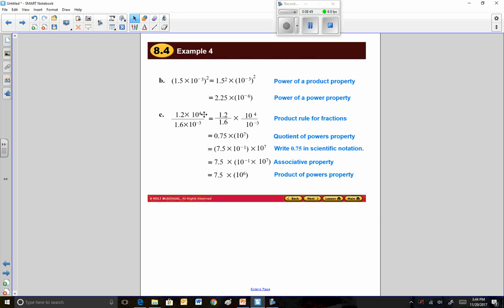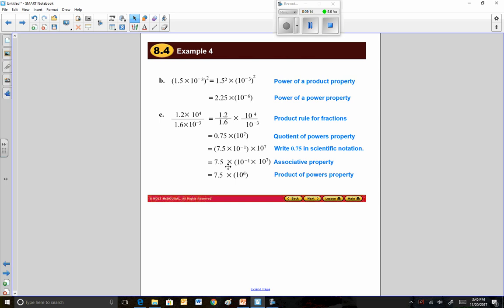How about division? We can do the same thing. We can go ahead and do 1.2 divided by 1.6, and you get 0.75. 4 minus a negative 3 for your exponent, you get a 7. Now this number is not quite in scientific notation. The decimal needs to move one place value over. So 7.5 times 10 to the negative 1 represents this. Keep bringing down your 10 to the 7th.